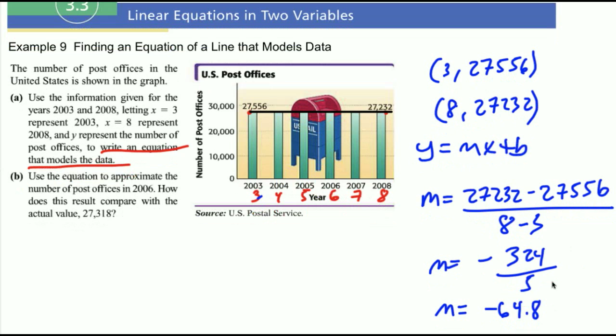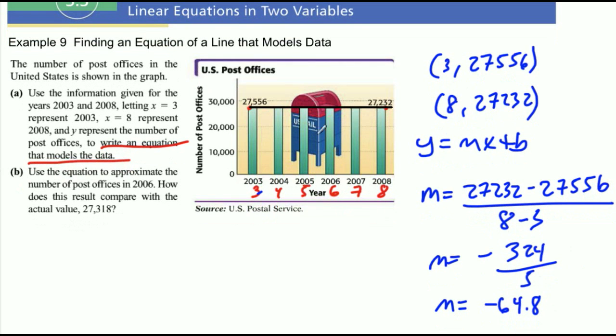Now, notice that it's a negative slope, which means it started higher over here in 2003, and then it went lower. Even if you look at the numbers here, 556, 232, it obviously went lower. So that's why we should have a negative slope. You really can't see it here, but this line, this slope, is actually declining. From left to right, it's going down. All right, so now that we have the m, we're halfway there.